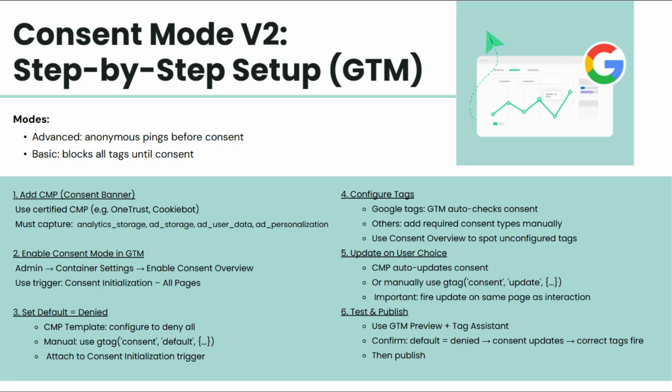Step 6. Testing and publish. We'll delve into testing next slide, but as part of the setup, preview your GTM container. Use Tag Assistant or GTM Preview to simulate a user flow. See that default consent is set. Tags should initially be restrained. Then simulate giving consent and see tags fire properly. Once confirmed, publish the GTM container live. By following these steps, you effectively wire up consent mode v2.